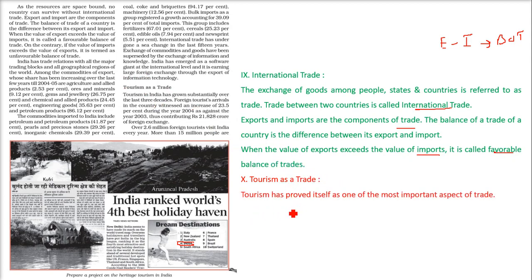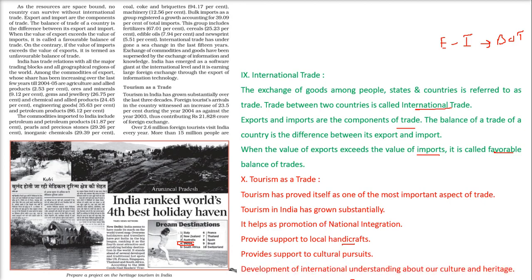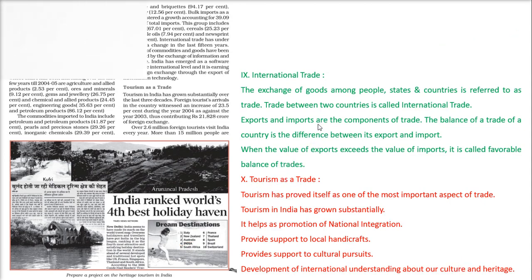Now, tourism as a trade. Tourism has proved itself as one of the most important aspects of India as a trade. Why? Because we have a very good stretch of latitude and longitude. So we have everything here. We have desert, mountains, plateaus, rivers, ocean, everything. We have culture, tradition, historic monuments. So tourism in India has grown substantially. It helped in the promotion of national integration also. It provides support to the local handicrafts, local people, and to cultural pursuits also. Development of international understanding about culture and heritage is also related to tourism.